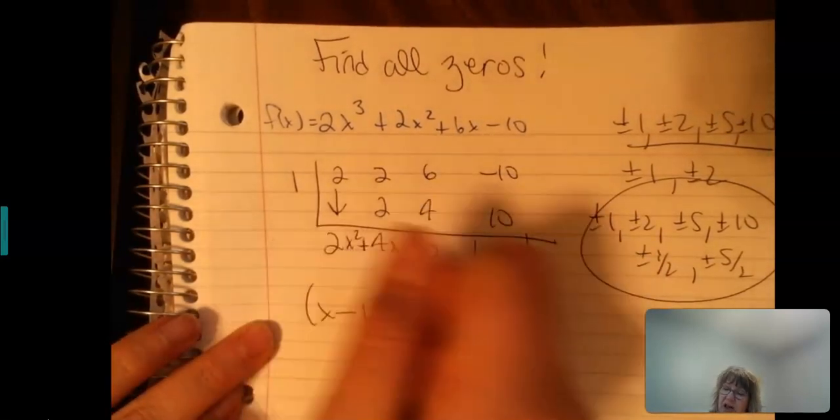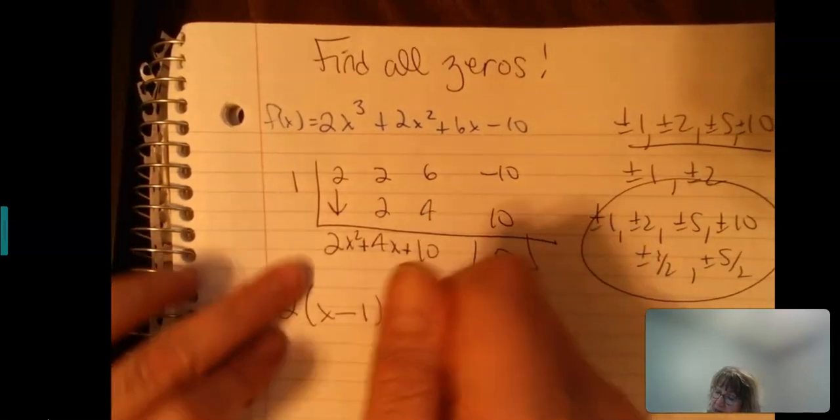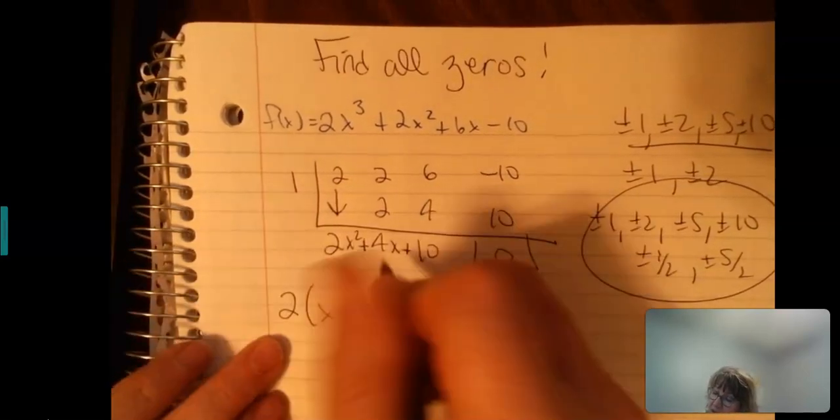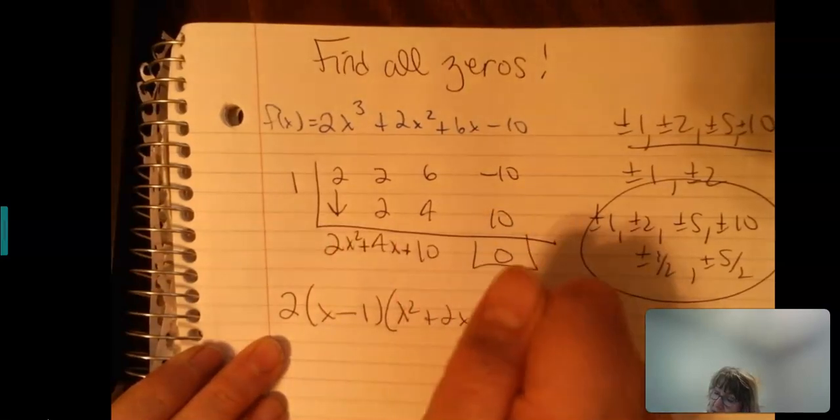Now, do you see how these all have a 2 in common? So there's a greatest common factor. I'm going to pull that 2 out just to make it easier. You don't have to, but it'll make your math easier. So that's x squared. This is 2x plus 5.